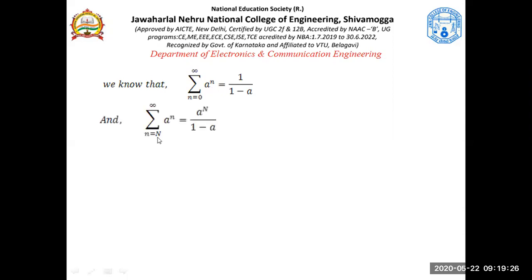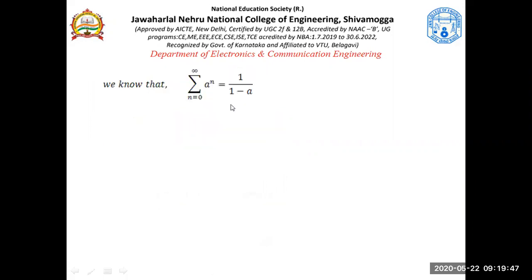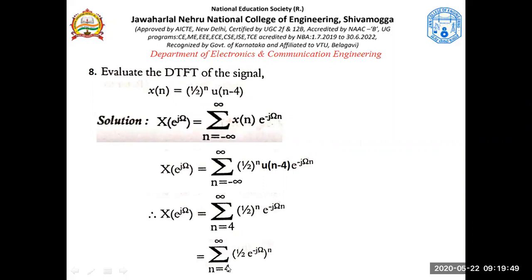Now, what if this lower limit is some finite number? Anyway, the upper limit is infinite. If it is starting from a finite number, not 0. We're all aware what happens if it is 0 to infinity. If it is 4 to infinity, it is some finite number. If it is a finite number, what do we need to do? It's a power n over 1 minus a.